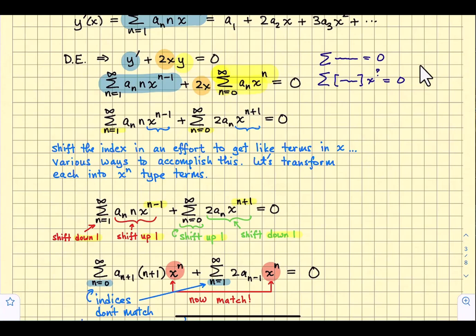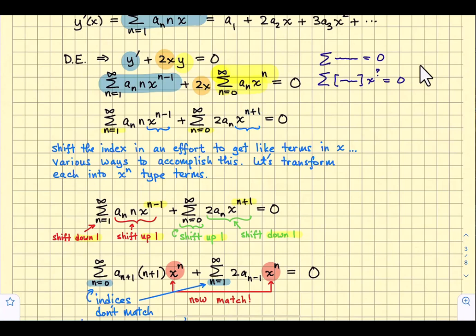So just to get practice at this, I'm going to make this term on the back end an x to the n. And on this term, I'm going to make it an x to the n as well. Now I can do that, and the way that it works is, if I want to move this index from an n plus 1 down to an n, so I want to bump this down by 1, then I have to bump this down by 1, and that means I have to bump this up by 1. If you just write it out, you'll see that that's the way this works.